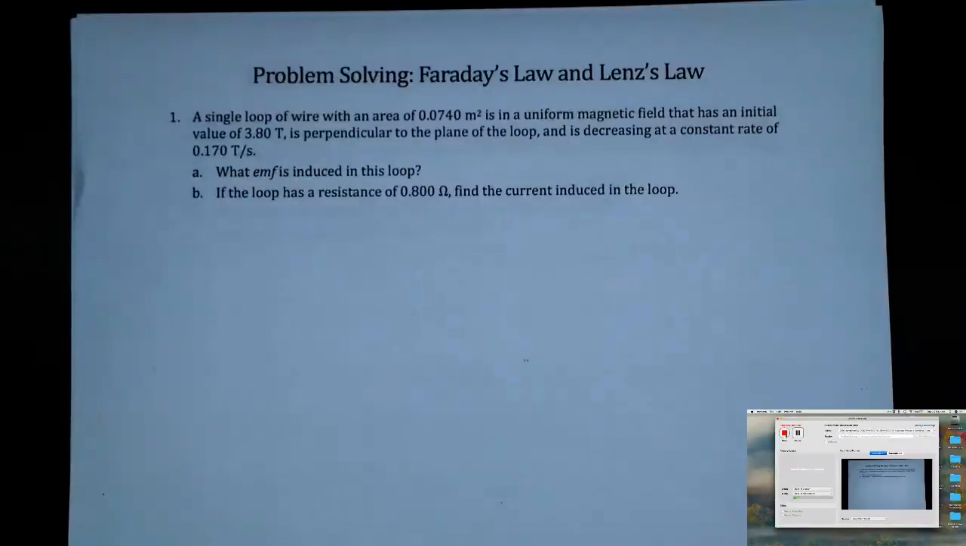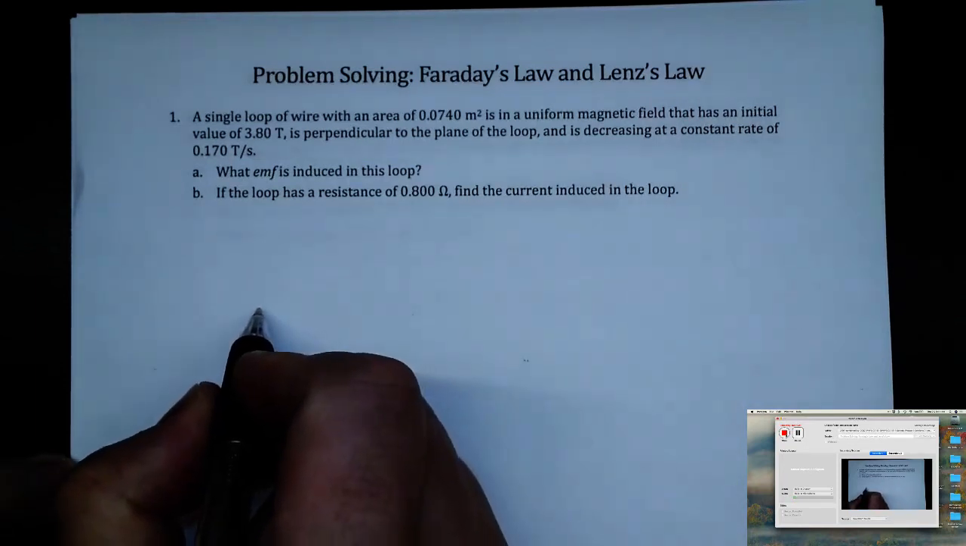This is the problem-solving session for Faraday's law and Lenz's law, and here are the 5 problems that we looked at in class. Number 1 says a single loop of wire with an area of 0.0740 square meters is in a uniform magnetic field that has an initial value of 3.8 teslas, is perpendicular to the plane of the loop, and is decreasing at a constant rate of 0.170 teslas per second.